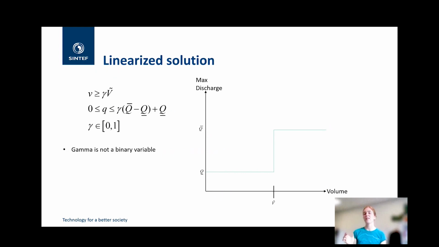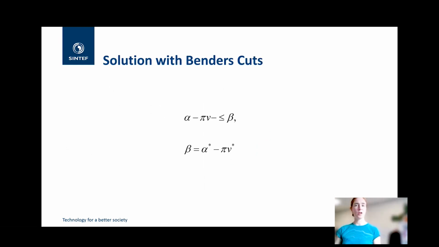So now we may linearize the problem, assuming that gamma is not a binary variable. And then you get this constraint without the instant change in the maximum discharge. And now we can solve this problem with the traditional Benders cuts. The Benders cuts are hyperplanes, which for only one reservoir volume will be a straight line. The slope of the cut is the dual value from the hydro balance in the LP problem, and the cut right-hand side uses the optimal objective value from the LP problem.